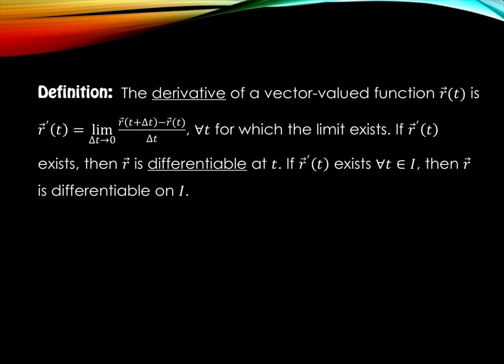So the derivative of a vector valued function r of t is r prime of t. It's the limit as delta t goes to 0 of r of t plus delta t minus r of t over delta t. This is true for all t for which the limit exists. If r prime of t exists, then we call r differentiable. And if r prime of t exists for all t in an interval, we would say it's differentiable on I. So a little bit of notational differences, but everything really mimics Calc 1 with what you learned about derivatives in Chapter 2. Okay.